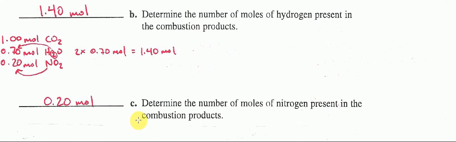Move on to C. Determine the number of moles of nitrogen present in the combustion products. So same question, but we're talking about nitrogen here. Nitrogen is only present in this last product right here, NO2, and it occurs at a 1-to-1 ratio. For every 1 mole of this substance, there's 1 mole of nitrogen, right? This subscript 1 right here, and there are 0.2 moles of it. So for nitrogen, there's 0.2 moles of nitrogen in these products.